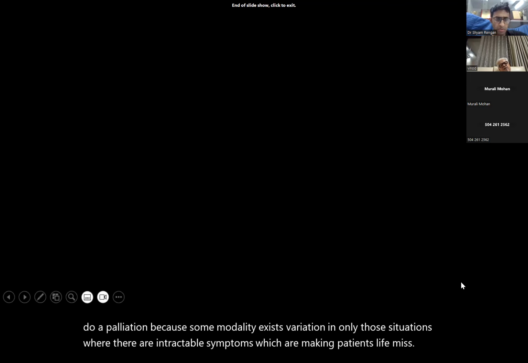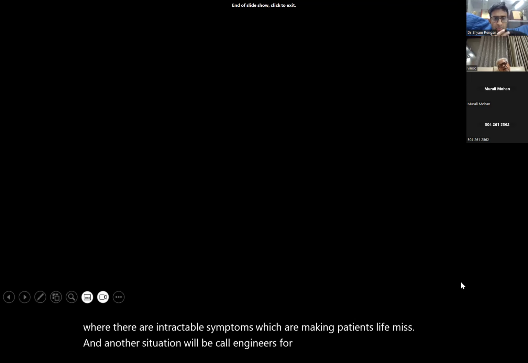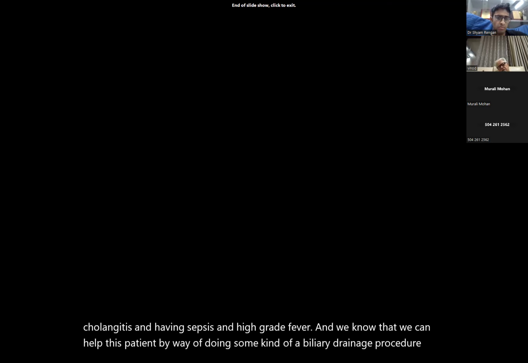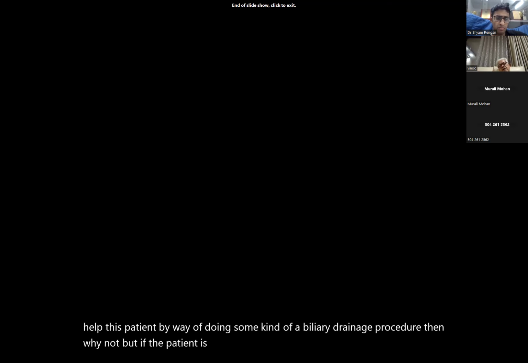And another situation will be cholangitis. For example, the patient is having cholangitis and sepsis and high grade fever, and we know that we can help this patient by doing some kind of a biliary drainage procedure, then why not? But if the patient is having jaundice, poor appetite, and is becoming lethargic, we know that he's reaching the end of his life, and therefore we should just provide him an honorable exit rather than giving him an exit through the operation theater or endoscopic suite. Got the point?